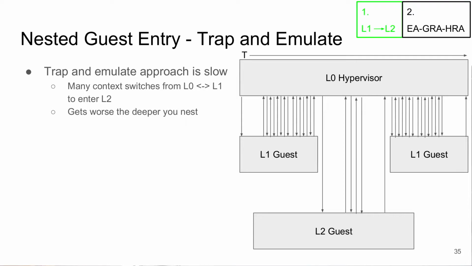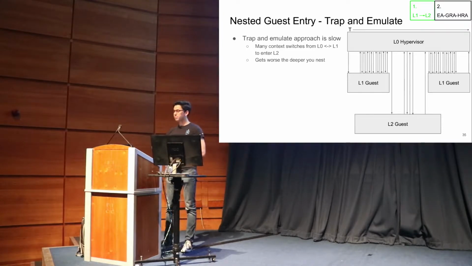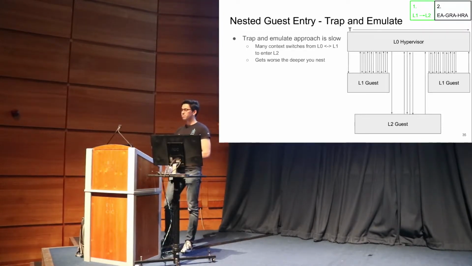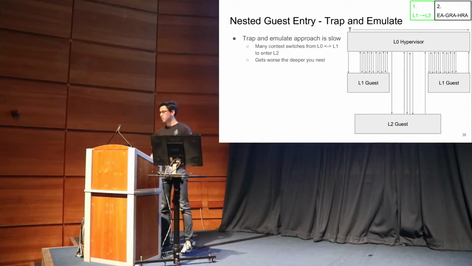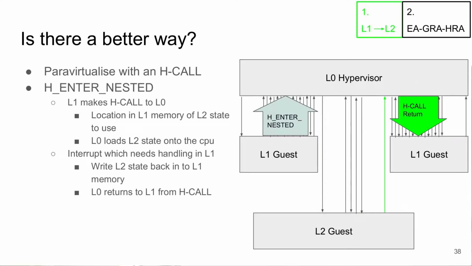So as you can see, there's actually a lot of context switches required between level 0 and level 1 on the entry path into level 2. So this is going to be slow, and it's just going to get worse the deeper that you nest. So here you're saying, there must be a better way, right? Can't we paravirtualize this with an H call?